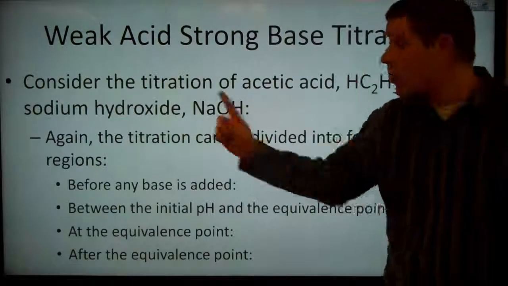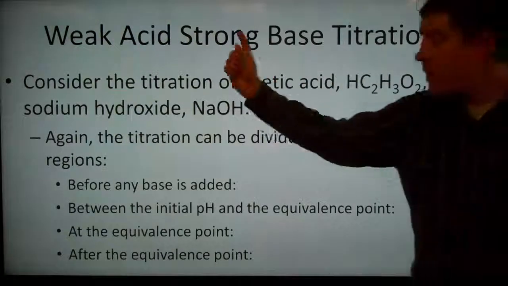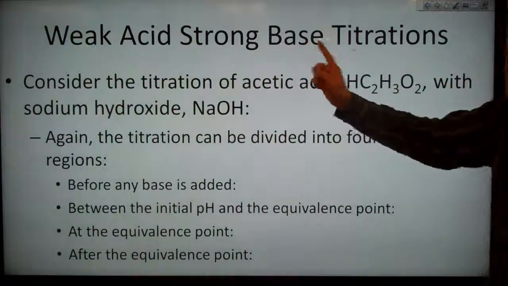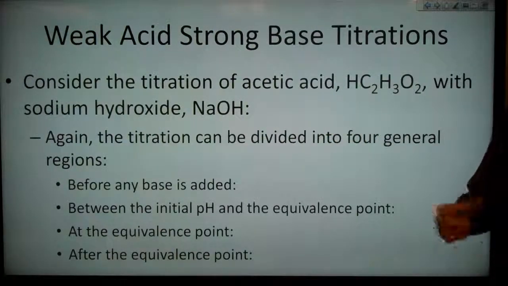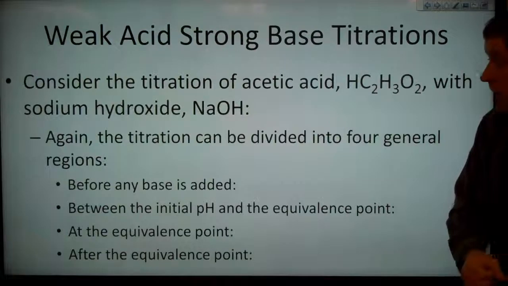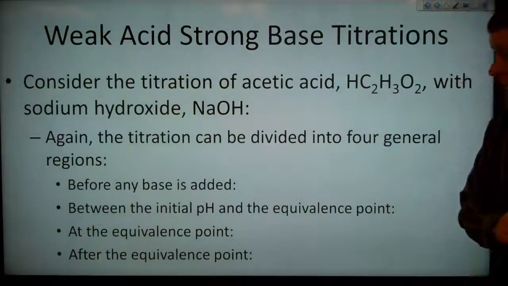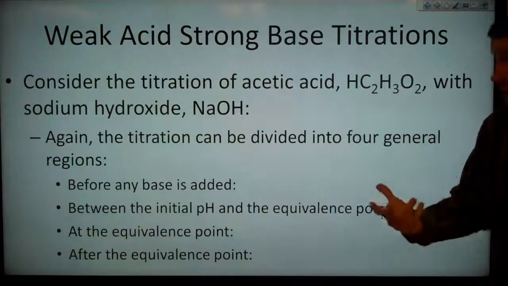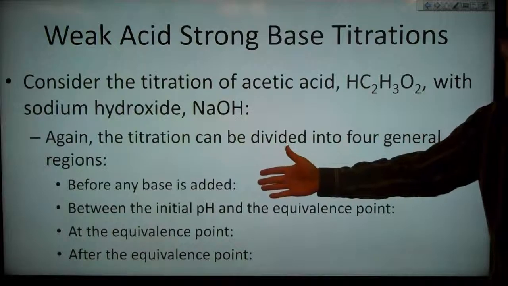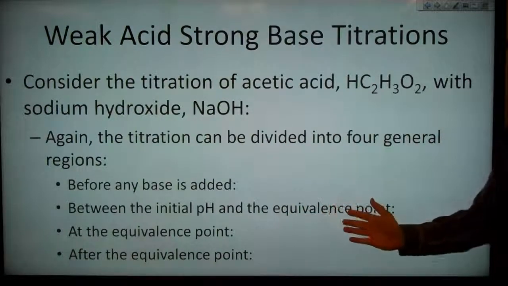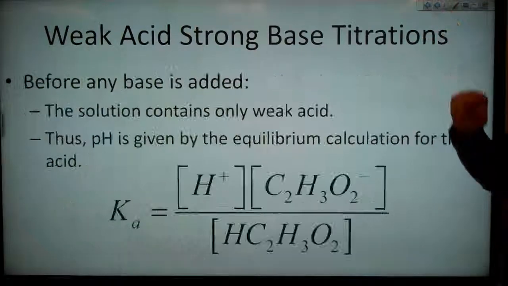Okay, so now we're going to look at a weak acid, strong base titration. Here we have a weak acid that we're titrating with a strong base. So let's look at the titration of acetic acid with sodium hydroxide. Again, we can divide our titration into 4 regions: before we add any base, between the initial pH and the equivalence point, at the equivalence point, and then after the equivalence point.